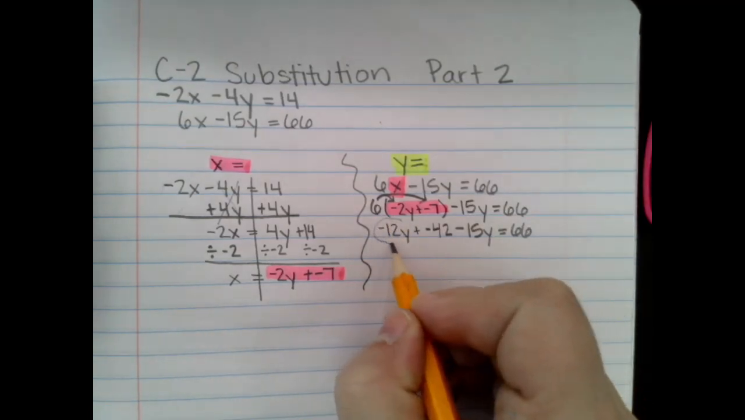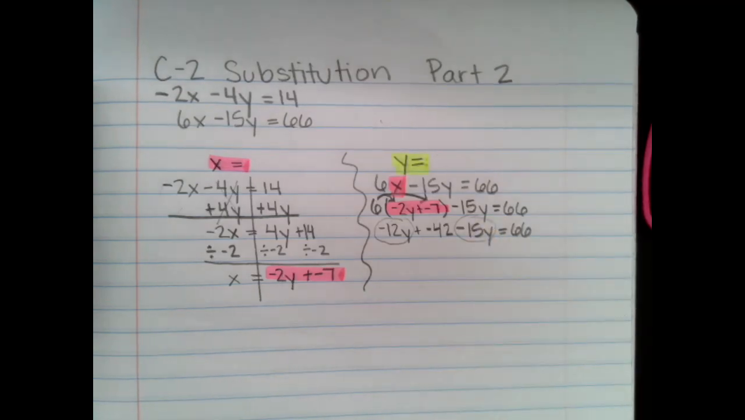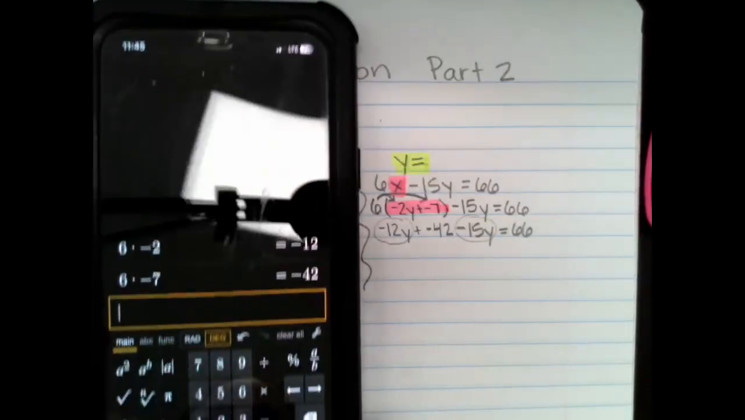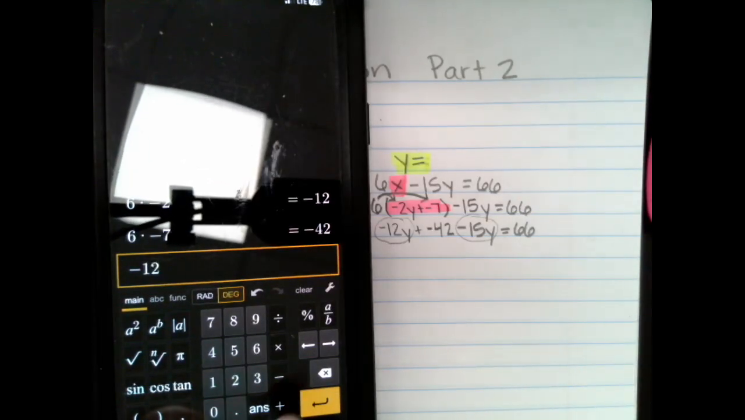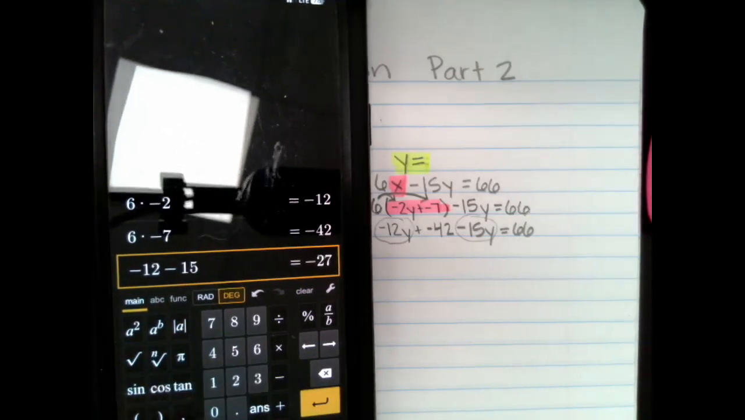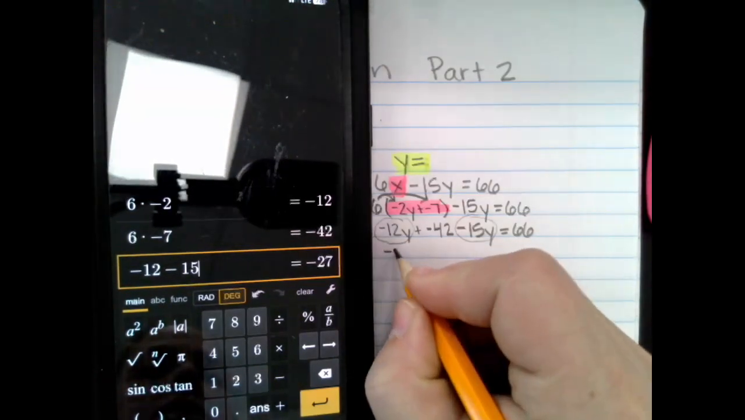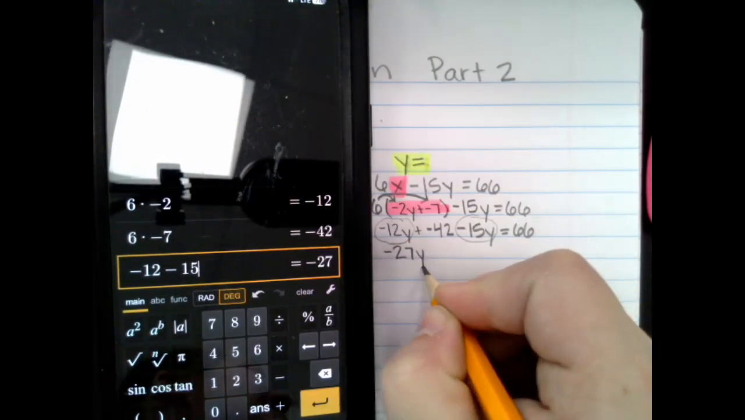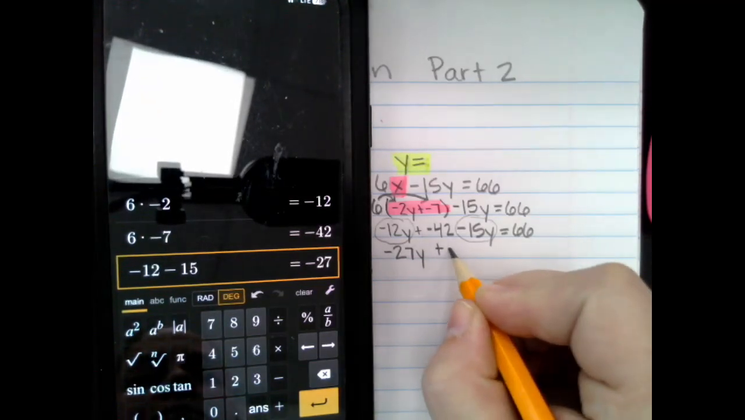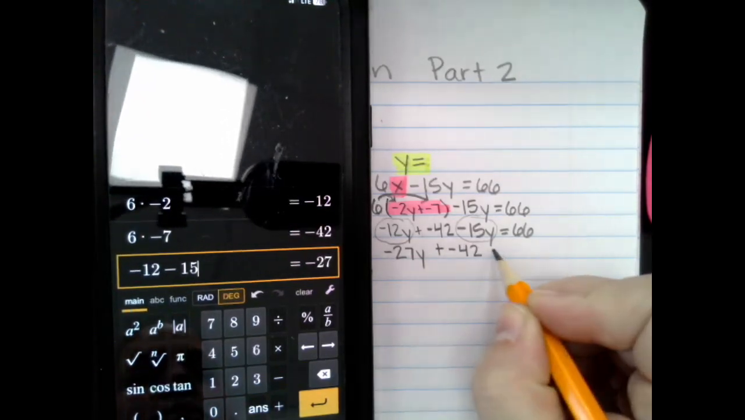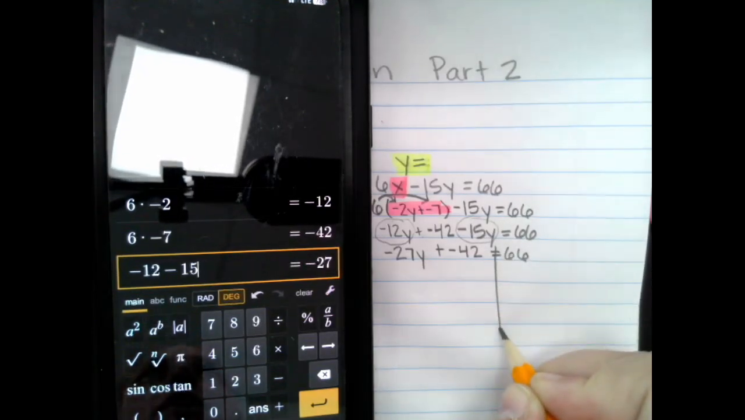So I'm just going to lightly circle. I have negative 12y, negative 15y. So negative 12 minus 15, and we get negative 27. So we're going to write negative 27y plus negative 42 equals 66. Now that we have 2 parts, we can go through and solve that equation.